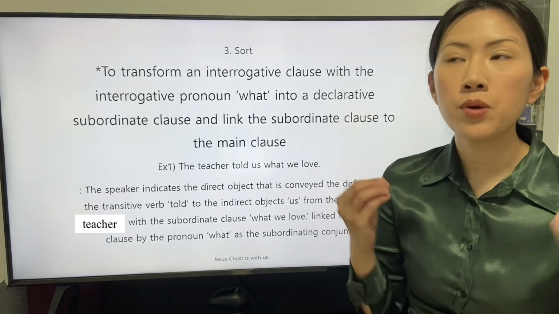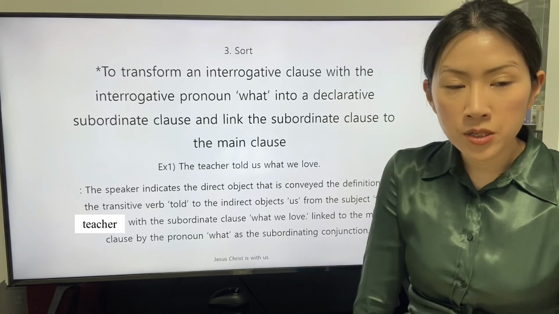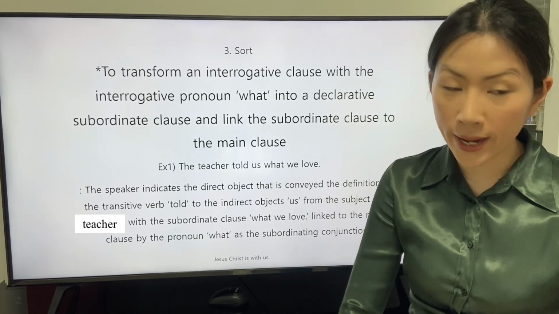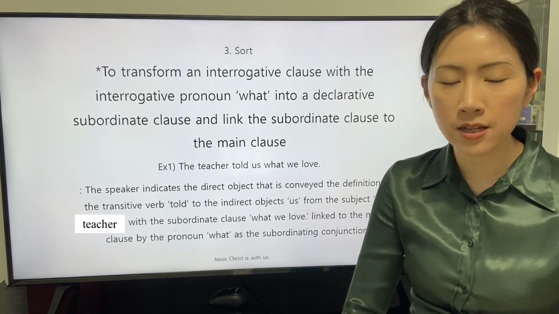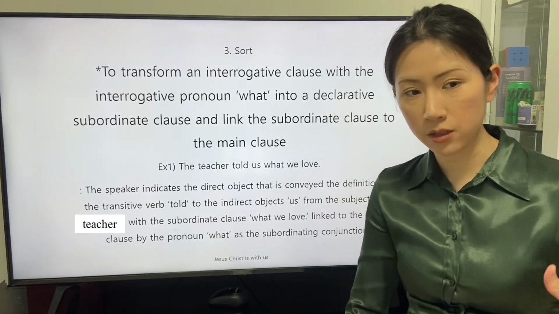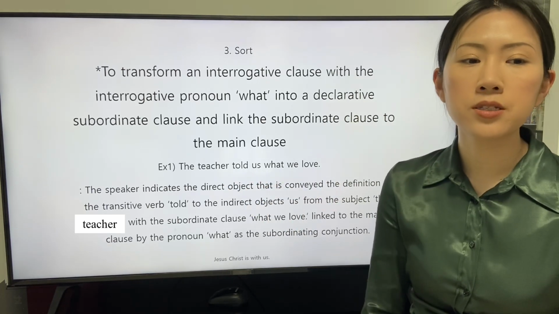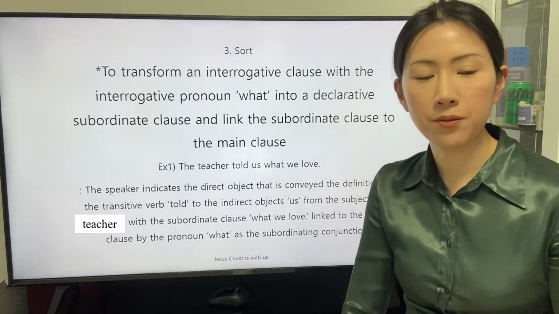From now on, we will study the way to transform an interrogative clause with the interrogative pronoun what into a declarative subordinate clause and link the subordinate clause to the main clause. There is a sentence. The teacher told us what we love.